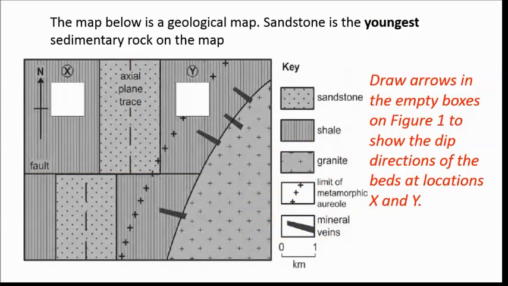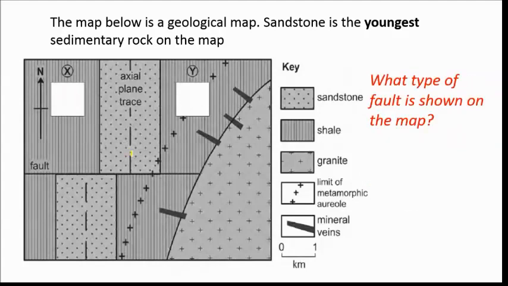Draw arrows in the empty boxes in figure 1 to show the direction of the beds at location X and Y, so the dip directions. Again, it's a syncline, so those should point towards the axial plane trace.